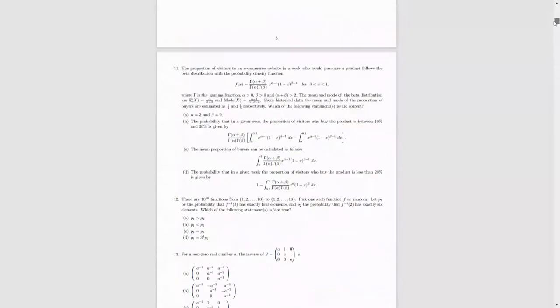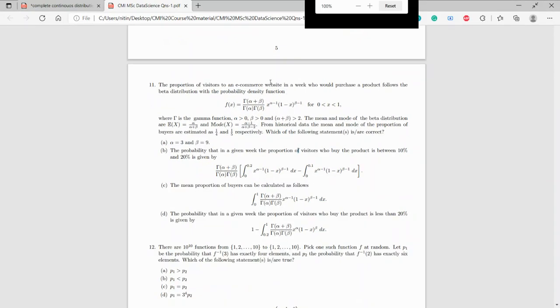the beta integral. I think it should be okay. Let's just see this particular problem. This is on the basis of the gamma or beta integral. So let's just see what it is.